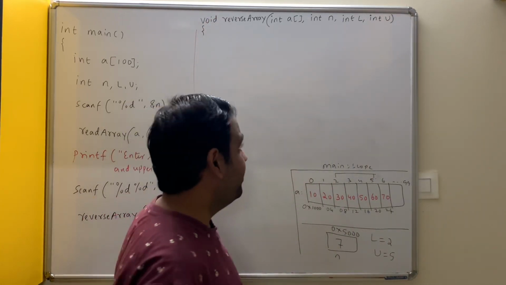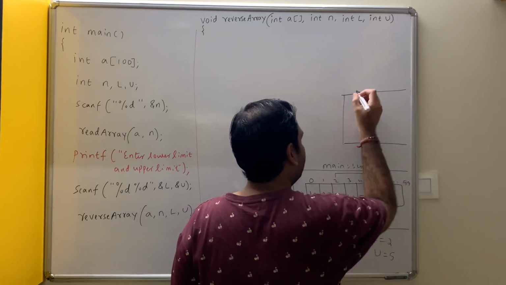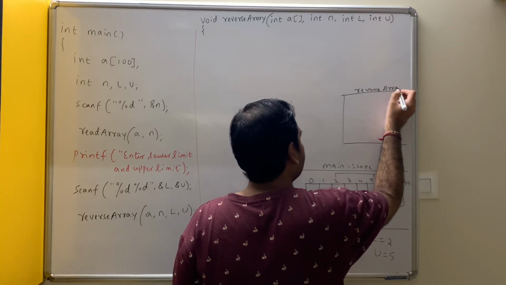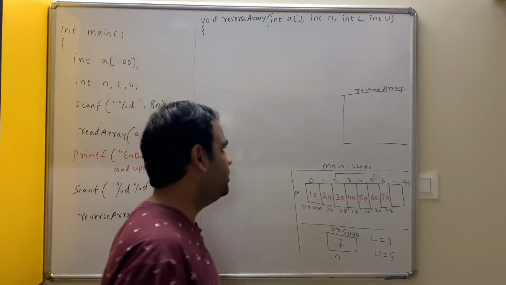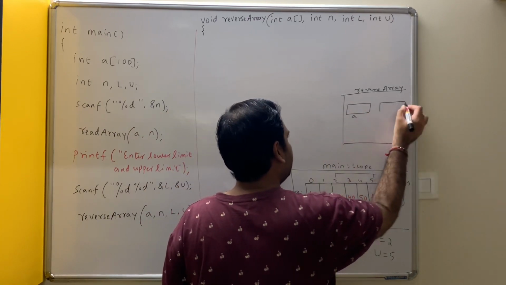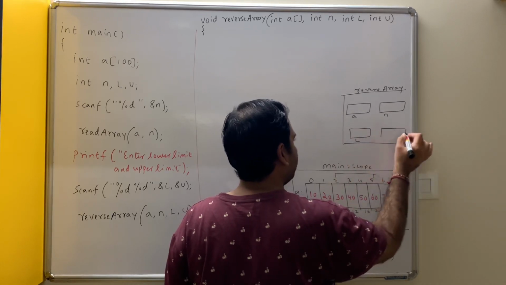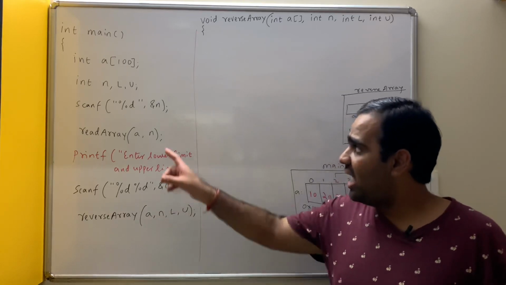Now what happens whenever you call the function? The scope of the function gets activated. Now this is the reverse array scope. How many parameters are there? There are 4 parameters. The first parameter is A, the second parameter is N, the third parameter is L, and the last parameter is U.